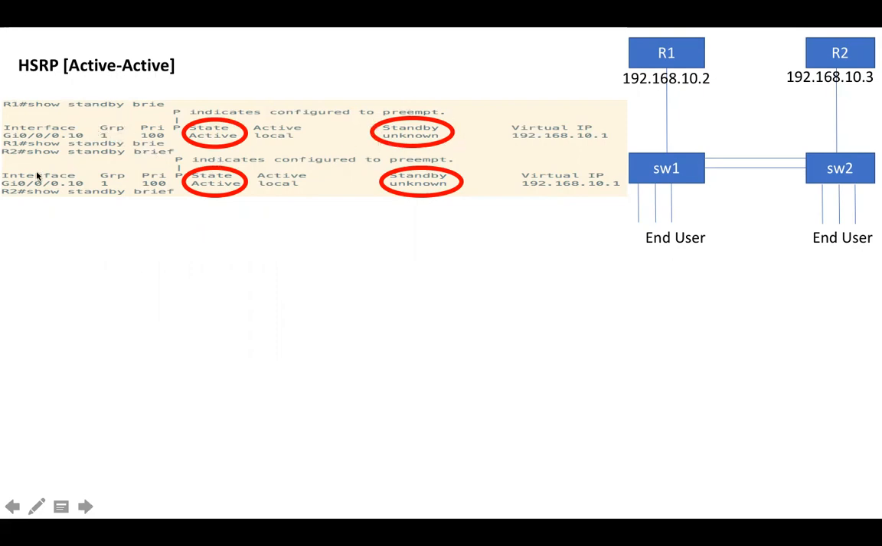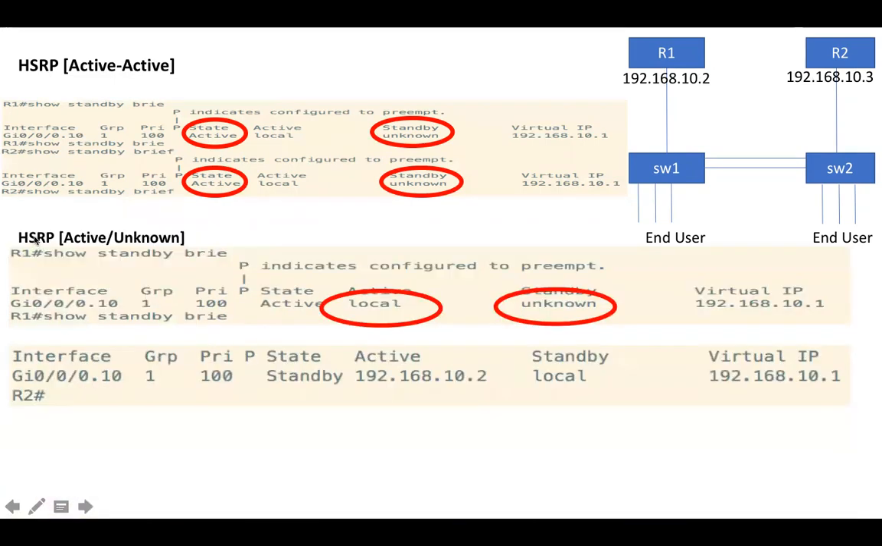At same time, R2 is saying I am the active router and I don't know who is the standby router for this particular group. What does it mean? It means R1 and R2 are not able to exchange HSRP hellos with each other, or not able to process HSRP hellos received from each other. Make sense? Let's discuss another case, HSRP active unknown.